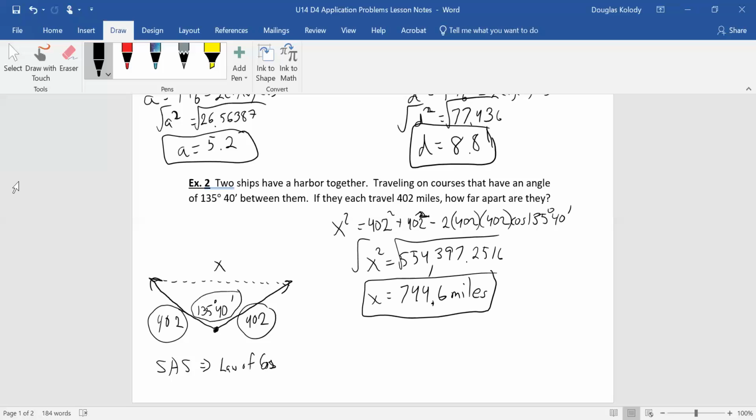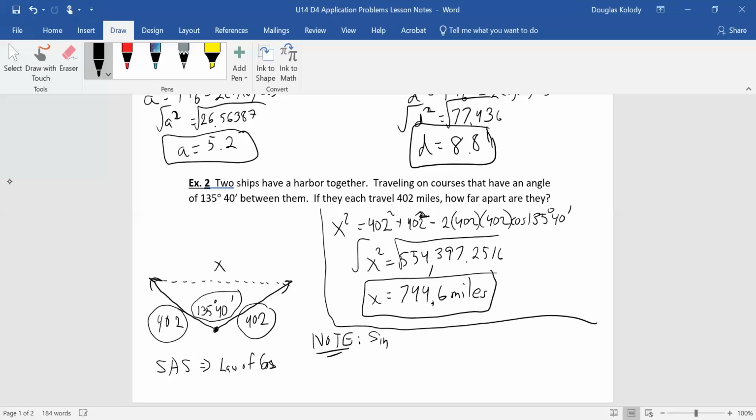Now, I'm going to box up this work, and I'm going to put a little note. Even though we were given side angle side, we could have used the law of sines here. Does anybody see how we could have used the law of sines? What type of triangle is this?